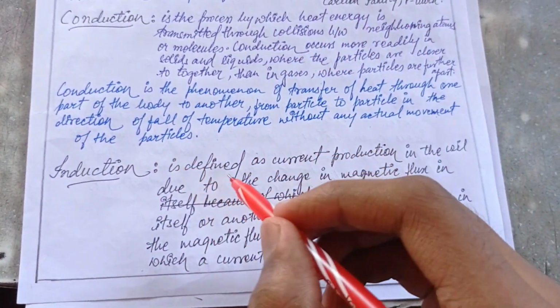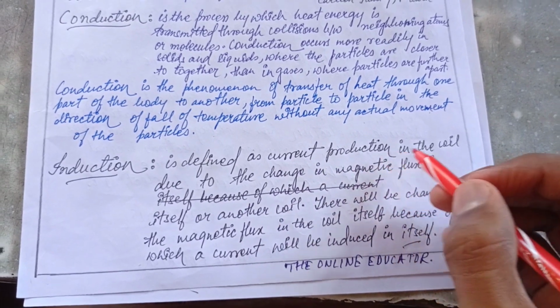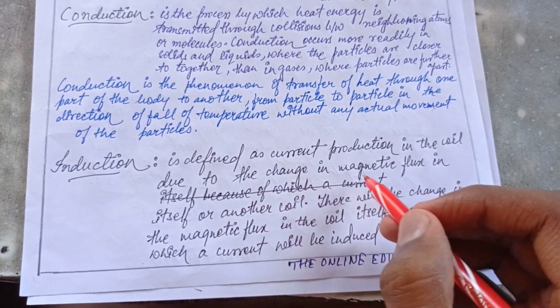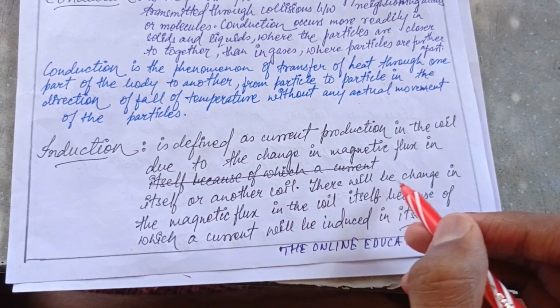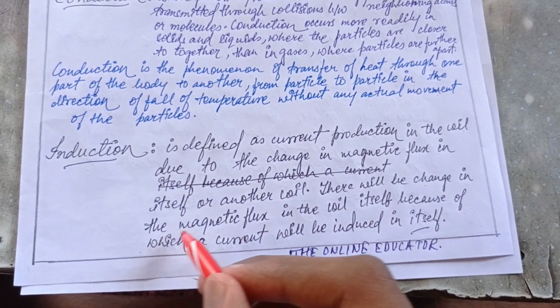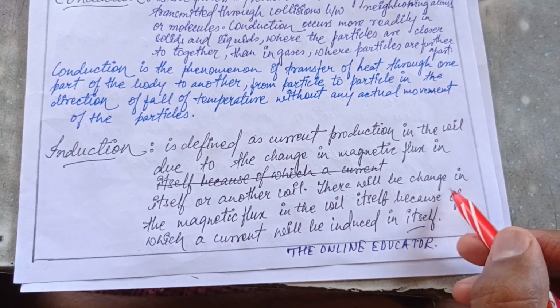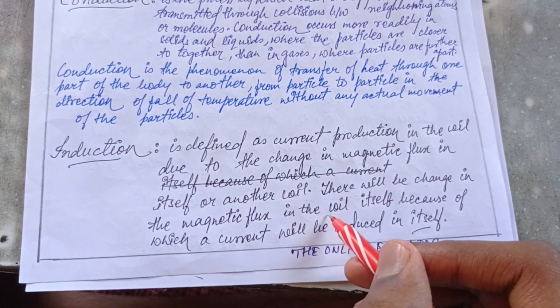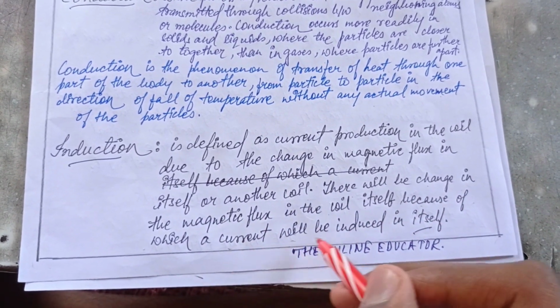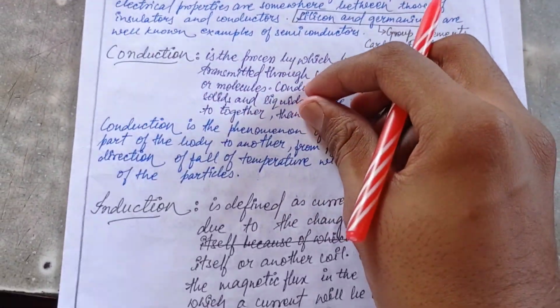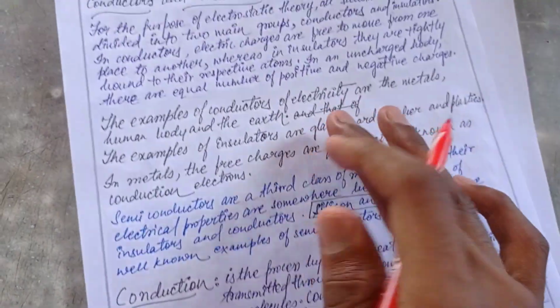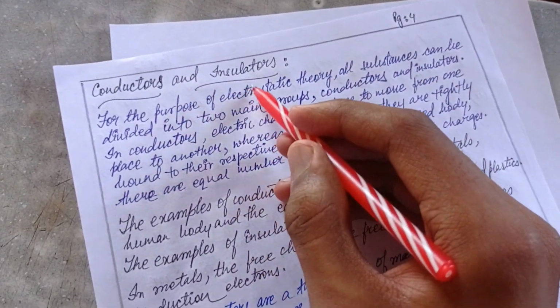Okay, and induction is defined as current production in the coil due to change in magnetic flux in itself or another coil. There will be change in the magnetic flux in the coil itself, because of which a current will be induced in itself. So conduction is in contact and the induction is this. So now we have conductors and insulators.